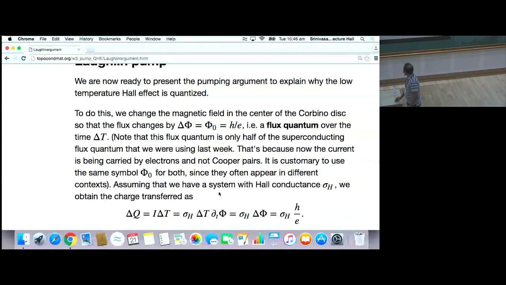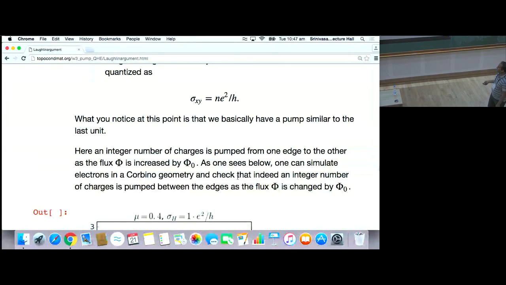So really powerful, the beauty of the Laughlin argument is that it tells you that for any two-dimensional system, it doesn't matter, it could be interacting, not interacting, even that's not relevant, the Hall conductance has to exactly be an integer times e squared over h.